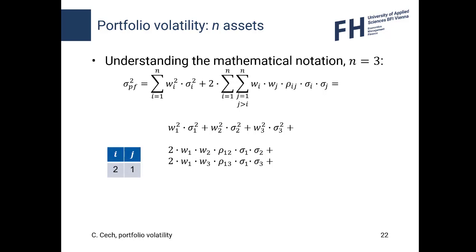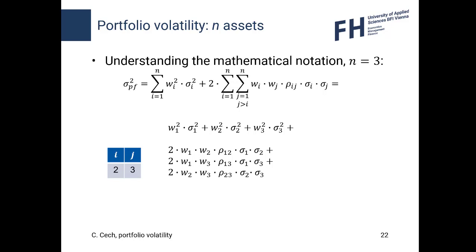So now I is 2 and j is 1. Is 1 larger than 2? No. We increase j to 2. Is 2 larger than 2? No. We finally increase j to 3. Is 3 larger than 2? Yes. So now we enter this term again with the respective I and j.